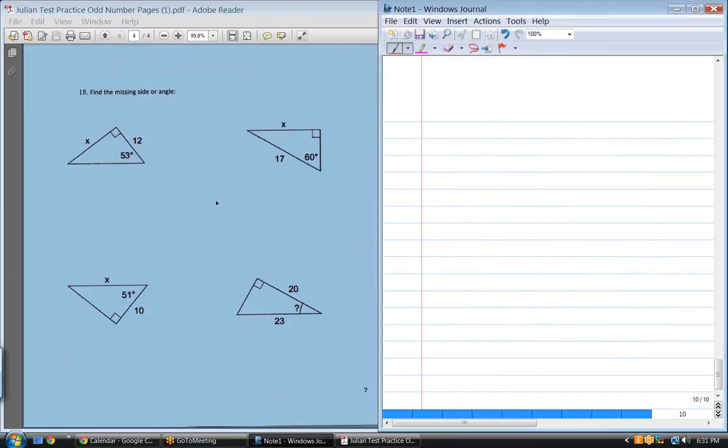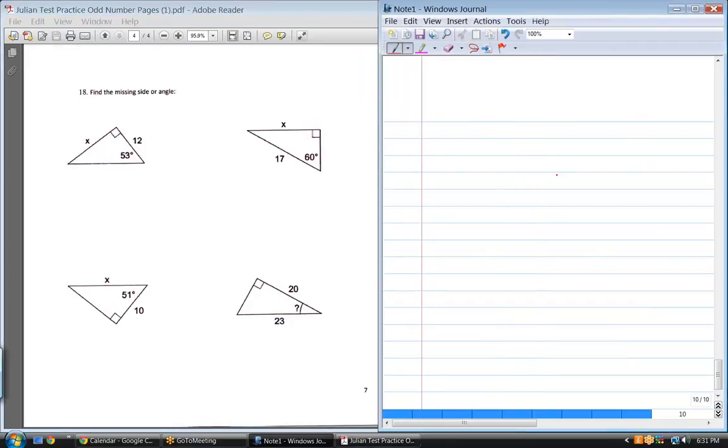Do the bottom one. What relates those three things? Alright, so cosine. Tell me the equation. So cosine of 51 degrees equals 10 over x. Okay, good. That's okay that x is in the denominator. It just means it's going to take 2 steps to solve. So what's the next step in solving this algebra?